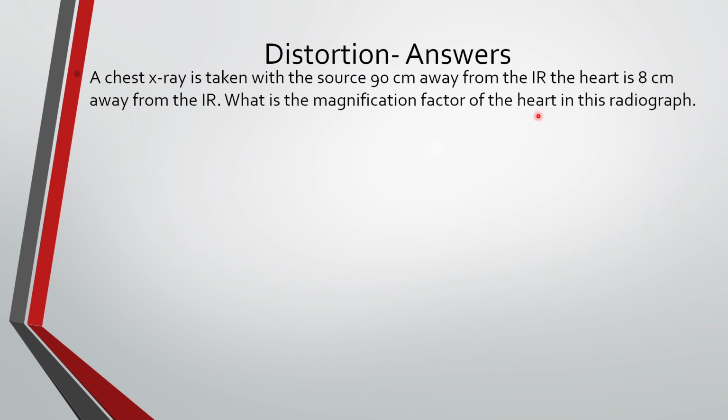What is the magnification factor of the heart in this radiograph? So we can just plug that in. We can find the SOD right here in the equation if we're comfortable with doing that. We get 90 over 82, and that's going to come out to 1.098 for the magnification factor for this question.